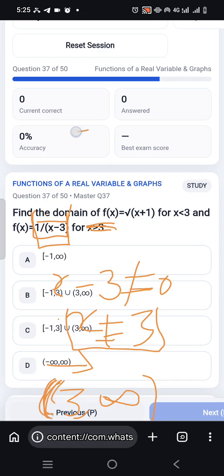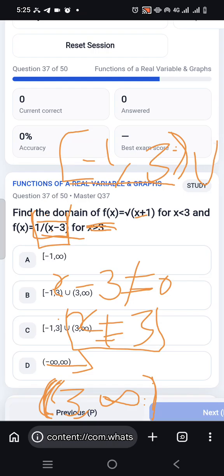So the first one is minus 1 comma 3, and this one is this. That means this one will work for this part and this one will work for that part. Either this is a domain or this is also a domain. Like this and this are domains. Do you get it? That is when you use union.